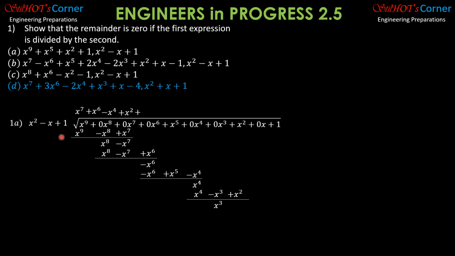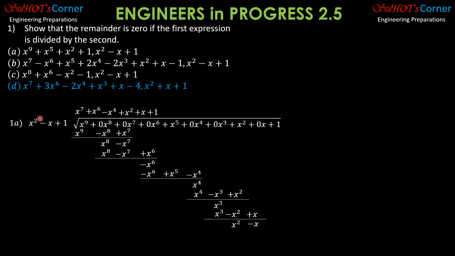So x cubed divided by x squared is positive x. x times x squared is x cubed. x times negative x is negative x squared. And x times 1 is positive x. So subtract. x cubed minus x cubed is 0. x squared has been eliminated already. So go back to 0 minus negative x squared. So positive x squared here. Then 0 minus x is negative x. So we have x squared minus x.